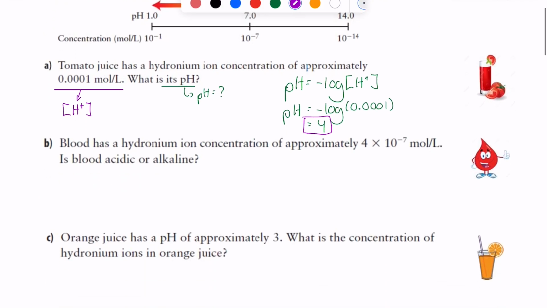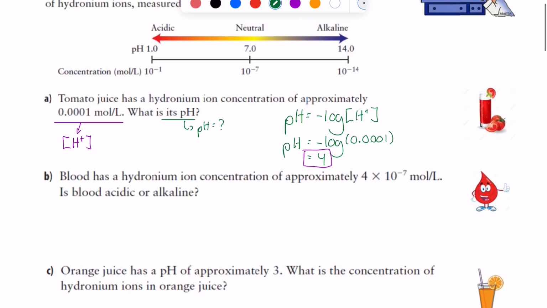B. Blood has a hydronium ion concentration of approximately 4 times 10 to the negative 7 moles per liter. Is the blood acidic or alkaline? Meaning, are you on the left side of your acidity, this side right here? Is pH going to be bigger than 7? Sorry, those bigger than signs look just like 7s. Or is it going to be less than 7, or is it going to be bigger than 7?